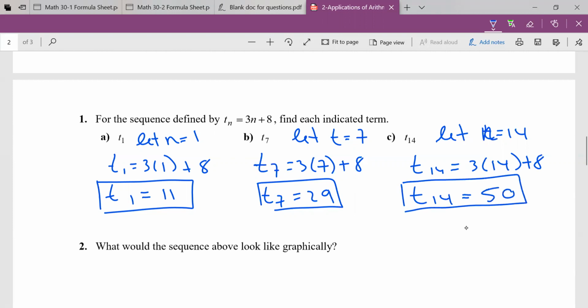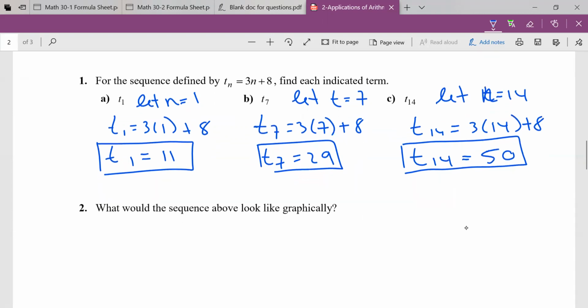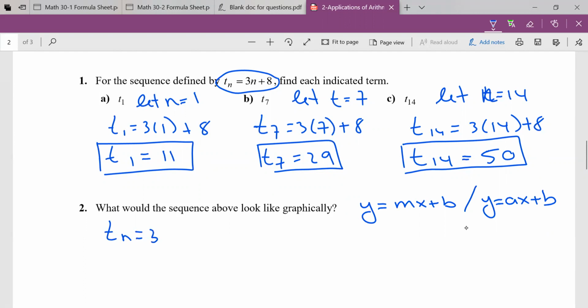Okay, so there's what we were kind of playing around with a little bit last time. But the question is, what does this sequence look like graphically? Well, if you notice, that looks very similar to this one that you did in 10C, or if your teacher wrote it as ax plus b. That was called your slope-intercept form from grade 10. So you notice this looks almost the same, just that now it's Tn is equal to 3n plus 8. Well, let's try to use our skills from grade 10 to graph this thing.